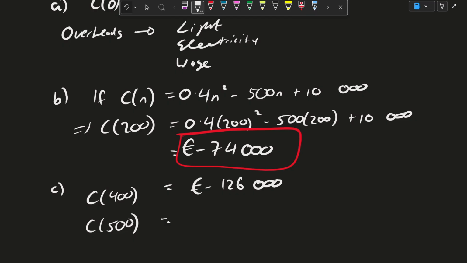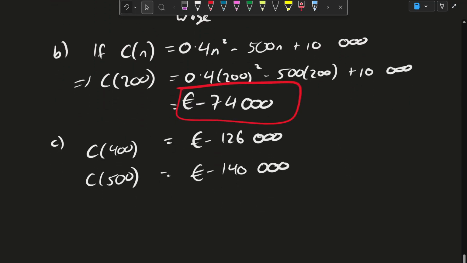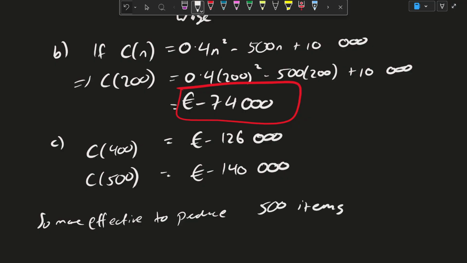And then the case of 500, it's minus 140,000. So in this case, because it's more negative, it's costing the company less. So it's more effective to produce 500 items. It's actually going to make them 14,000 less in the cost, which is 14,000 more in profit. But so long as you state your answer, if it doesn't say why, you can just leave that bit blank.